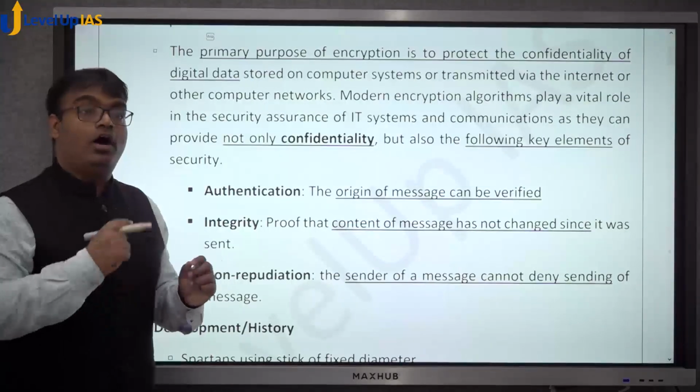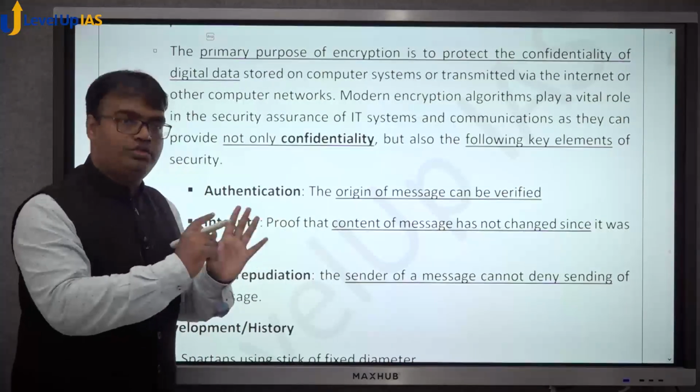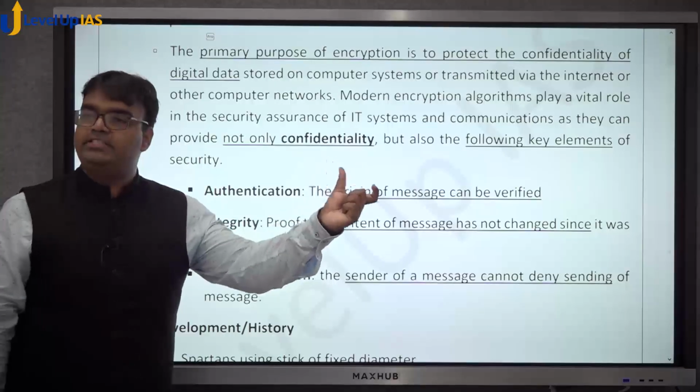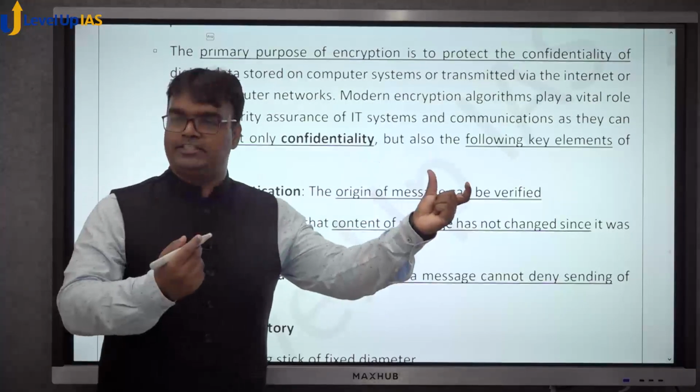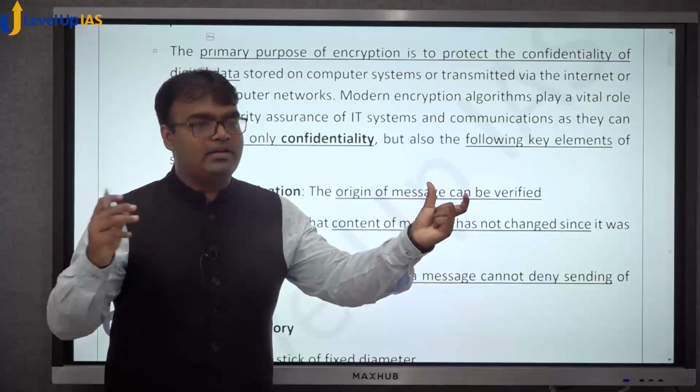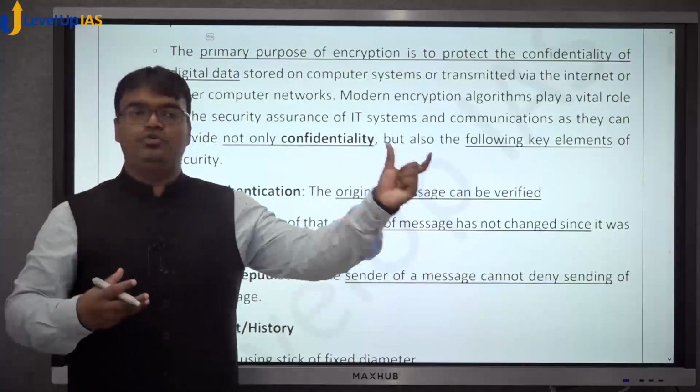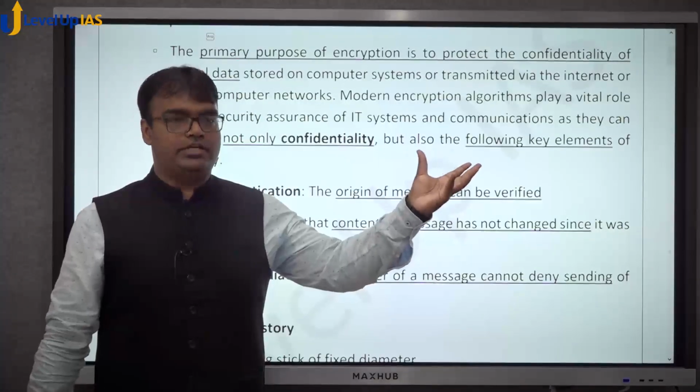Now I'm saying how confidentiality is ensured, that you have understood. When that text is converted into a cipher text, it is called cipher, C-I-P-H-E-R. Your normal text is converted into cipher text, it has become confidential.